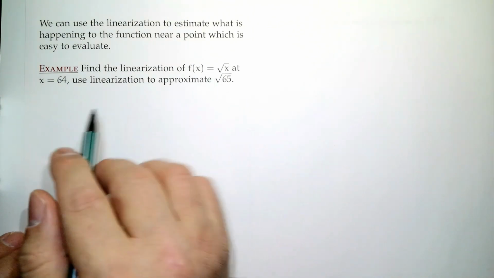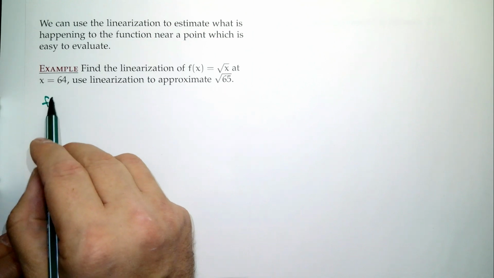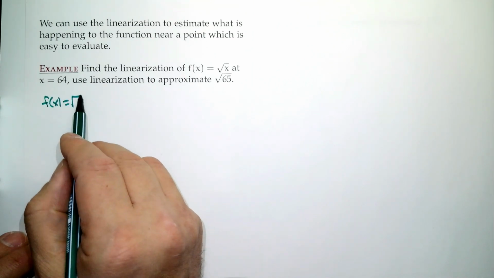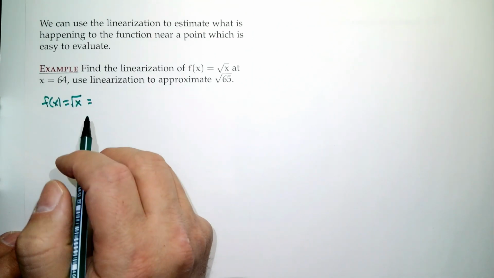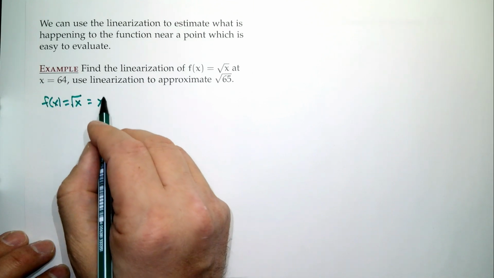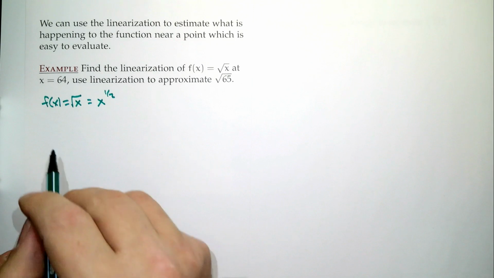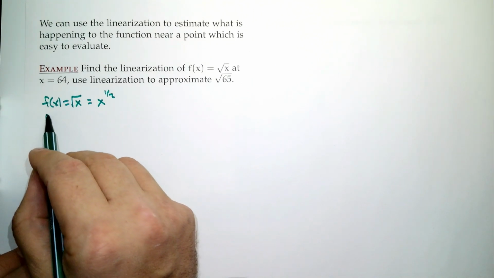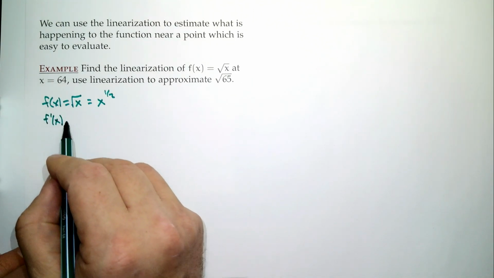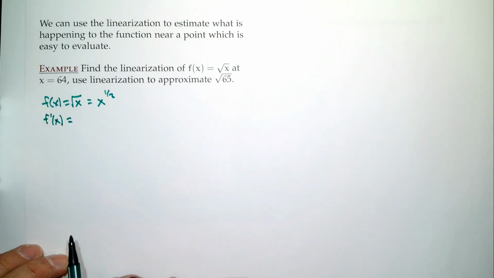So f of x equals square root of x. Now, since we're doing calculus, we're not going to write f of x equals square root of x. What are we going to write? X to the 1/2. Because calculus works really conveniently when we have things in our exponents, those numbers. All right, so linearization, again, is just another fancy way to say tangent line. So we're going to need to get the derivative, because that's going to give us the slope of our tangent line. All right, derivative of x to the 1/2.